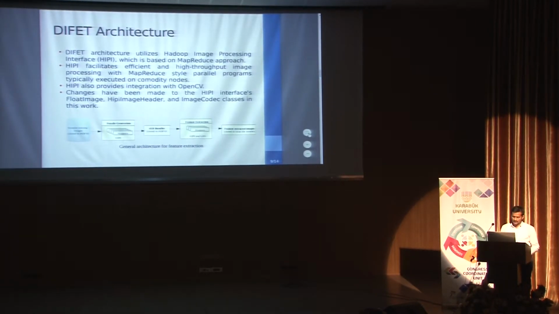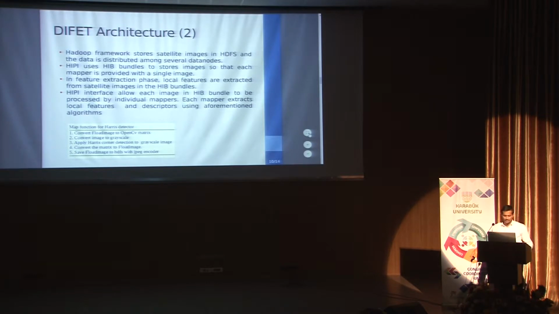In the feature extraction phase, local features are extracted from satellite images in the HIB bundles. The HIPPY interface allows each image in the HIB bundle to be processed by individual mappers. Each mapper extracts local features and descriptors using the aforementioned algorithms. For example, for the Harris detector, the map function is as shown.